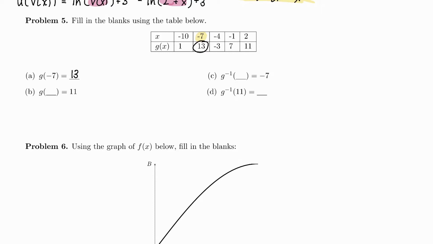Okay, so now I want to find g of blank is equal to 11. So I'm going to go on my table and figure out where I see an 11. So this means I have that g of 2 is equal to 11. So the 2 is going to go there.